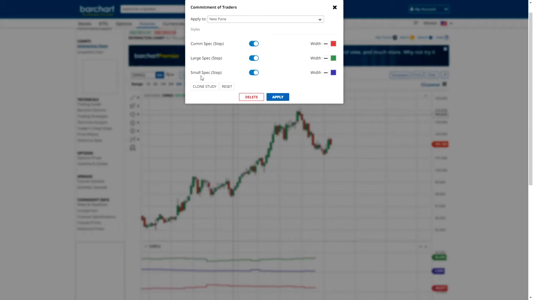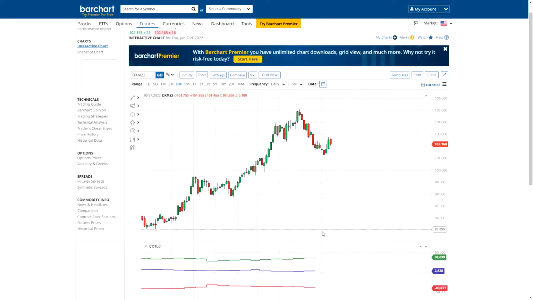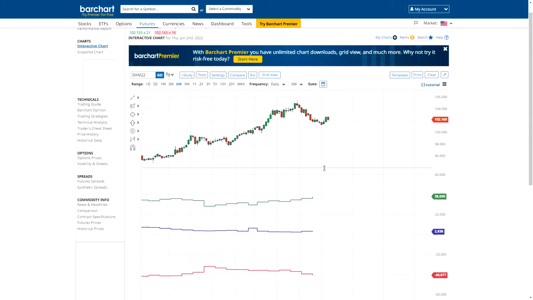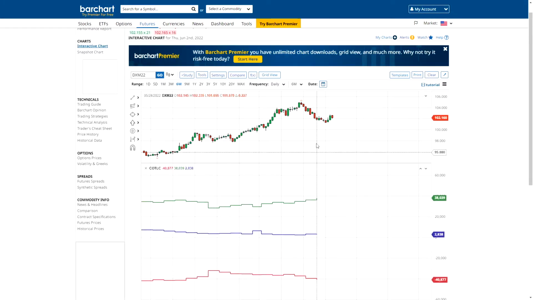So, small speculators, retail; large speculators, your 50k plus guys; and commercial traders. In all reality, I only look at the reds. It's just for this example I decided to bring all three because usually they're diametrically opposed. So check this.